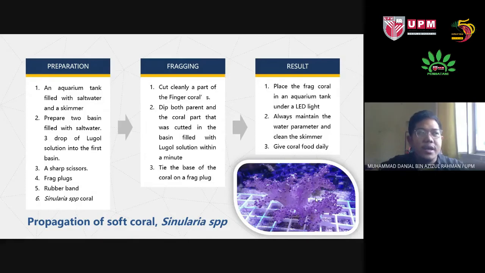The reason I chose Acropora species is that it is one of the many stony corals that have a fast growth rate compared to other stony corals. So that is both of them. I explained to you two propagations, of stony coral and soft coral. So help yourself to learn about how to propagate coral. Okay, next to our last slide.